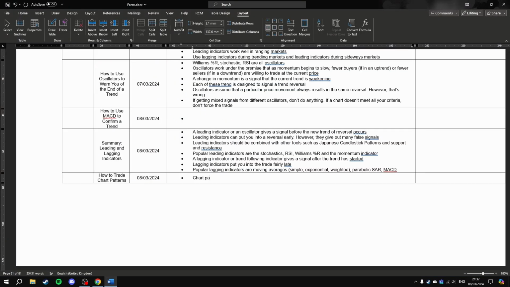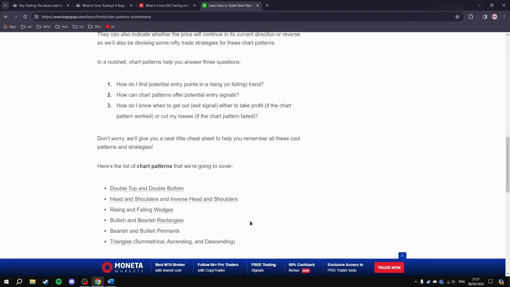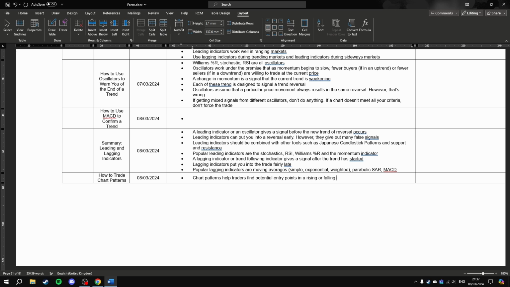So chart patterns help traders find potential entry points in a rising or falling trend, offer potential entry signals, and show when to get out, either to take profit or cut losses.